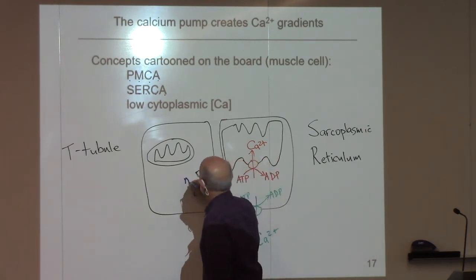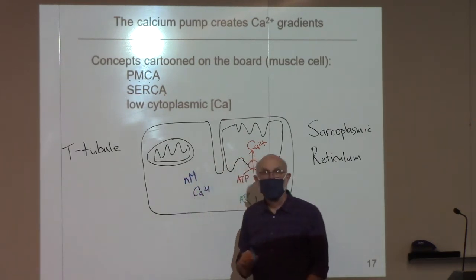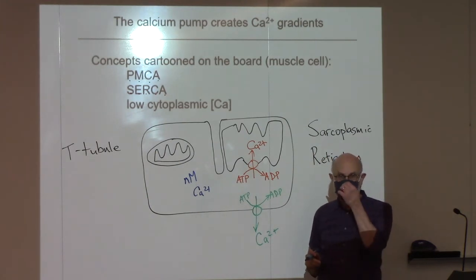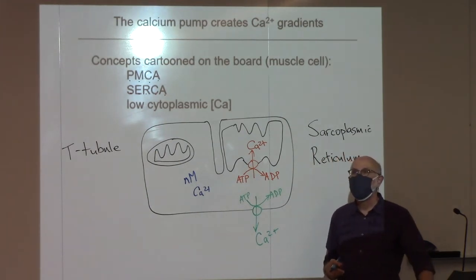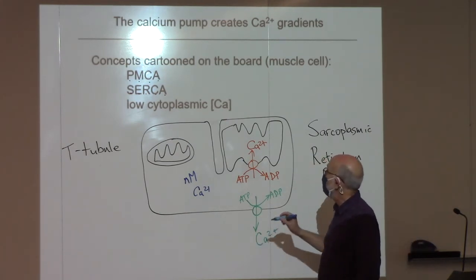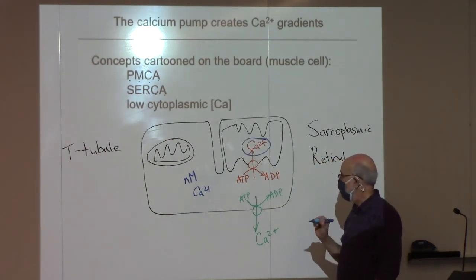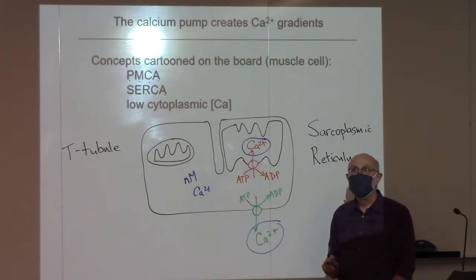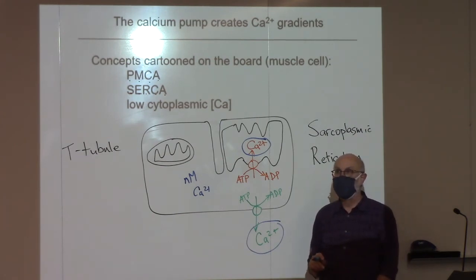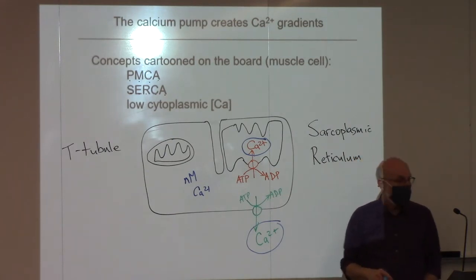It's in the nanomolar. Nano is 1/1,000,000 of millimolar. So it's low. The calcium concentration is high here and is high here in the millimolar range because of these calcium ATPases.